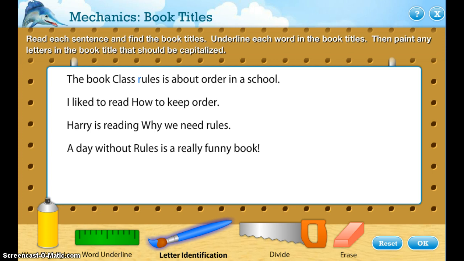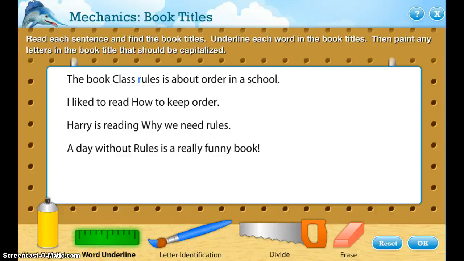Now the second part that we're learning today about book titles is that when you write a book title, you also need to underline the title of the book. So here I see word underline, so I'm going to underline class and rules. Now I'm talking specifically about when you're writing a book title, you underline it. Also when you're typing a book title, you can underline it.